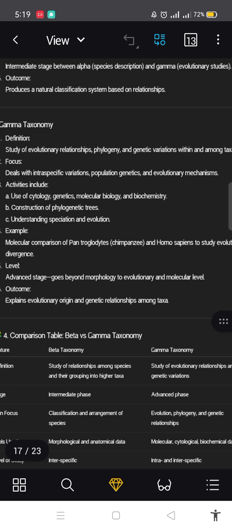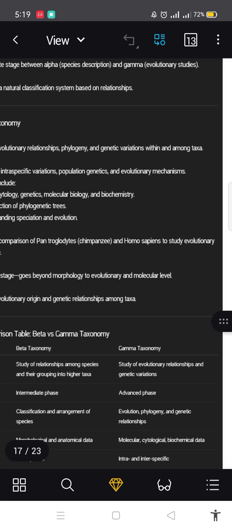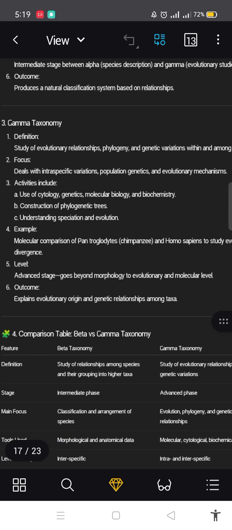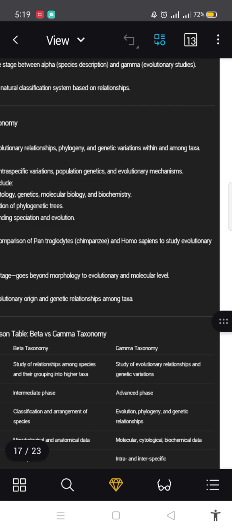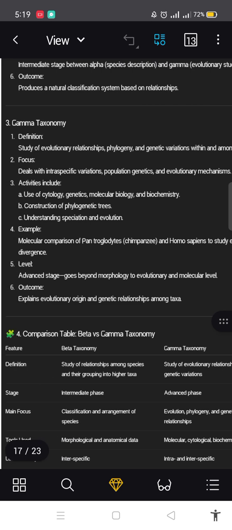Gamma deals with intraspecific variations, genetics, and evolutionary mechanisms. Methods include cytology, genetics, molecular biology, biochemistry, and the construction of phylogenetic trees, for understanding speciation and evolution. Example: molecular comparison of chimpanzee and Homo sapiens to study evolutionary divergence.